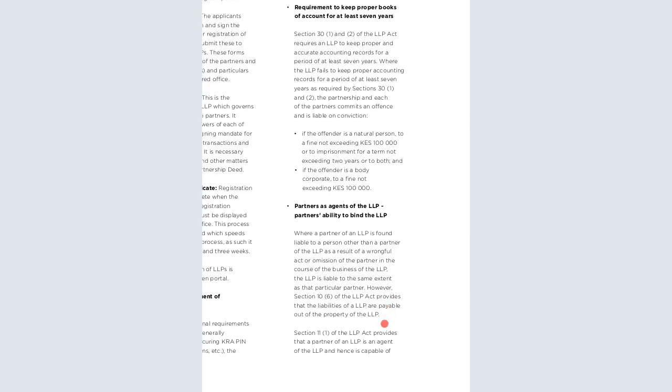if the offender is a natural person, to a fine not exceeding 100,000 or to imprisonment for a term not exceeding 2 years. That is, if you fail to do such submissions of the proper accounting records. And then, if the offender is a body corporate, to a fine not exceeding 100,000.